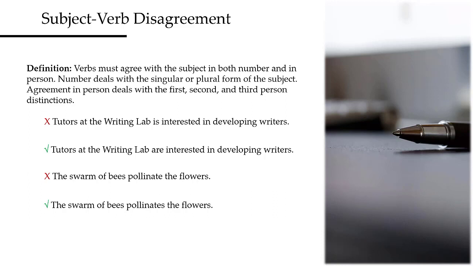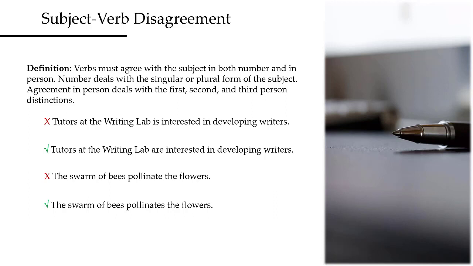First person would be I, so I complete the workshop. Second person would be you complete the workshop. And third person is the third person observer, so Heather completes the workshop. So here's an example of a couple of errors. Tutors at the Writing Lab is interested in developing writers. This is incorrect because tutors is plural, but the verb here, is interested in, uses is, the singular version of the to be verb. We would need to say tutors are, or the tutor is. So one way of correcting it is to make both plural. Tutors at the Writing Lab are interested in developing writers.